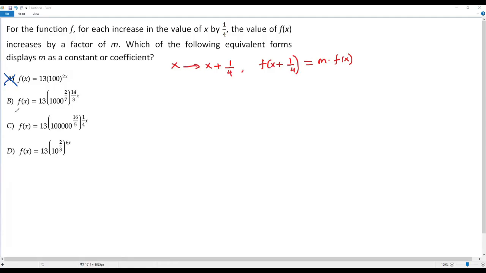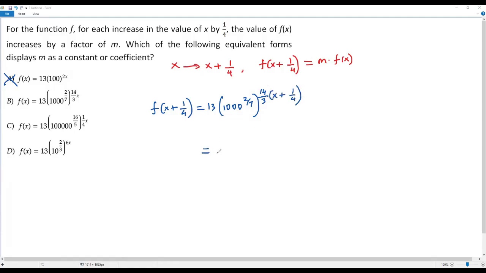Now let's check with the function f of x in answer choice B. That is, we have to plug in x plus 1/4 for x over here and here. Okay, now let me do it. That is f of x plus 1/4 equals 13 times 1000 raised to the power of 2/7 to the power of 14/3 times x plus 1/4.